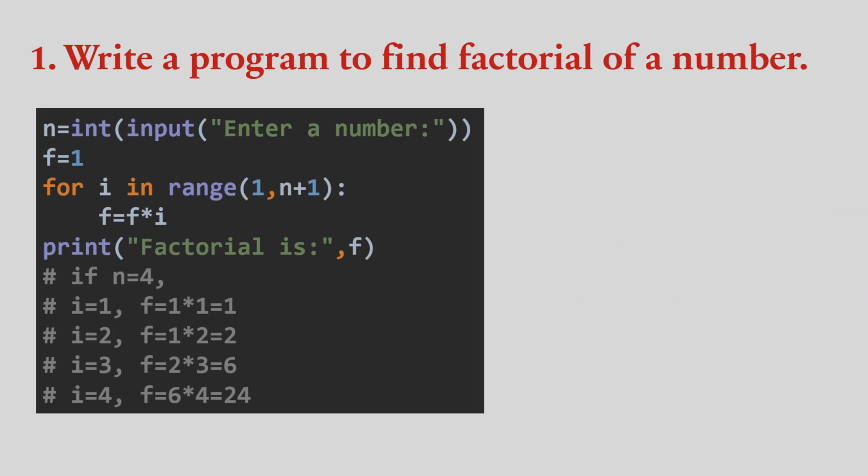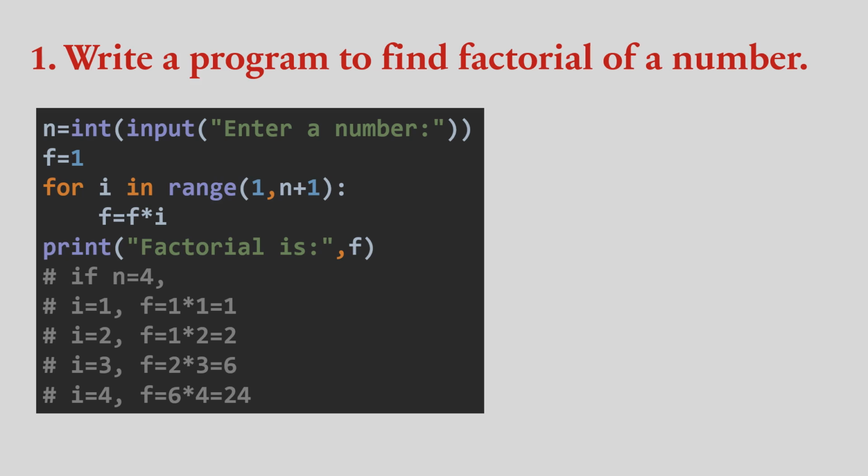As you know, the factorial of a number is the product of all the numbers starting from 1 till that number n. So we will find the factorial of n. We will accept that number. Now initialize another variable f with 1. This f will store the factorial of n.